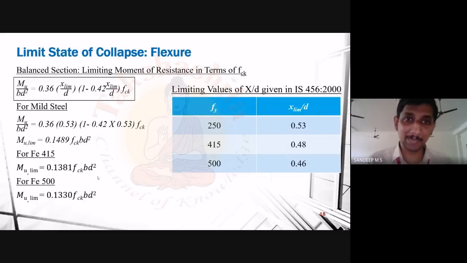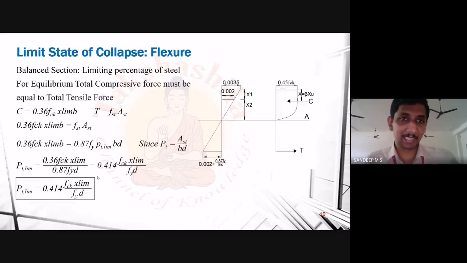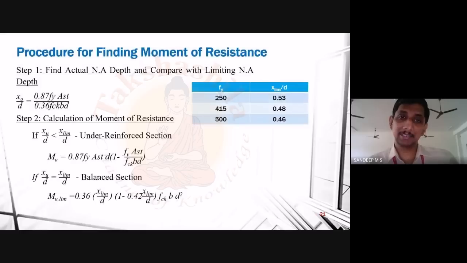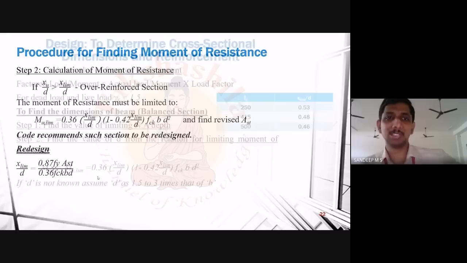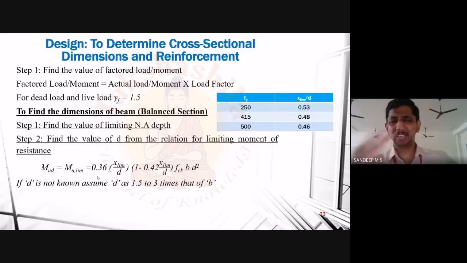Anyway, today it's time, so we will stop here. In the next class, in a similar fashion to what we have done with our balanced section, we will try to express things for the under-reinforced section in terms of pt limit, that is percentage of steel. After that, we will see how to do the analysis type of problem, that is how to find out the moment. What are the steps in finding the moment of resistance, or evaluating the capacity of our sections.